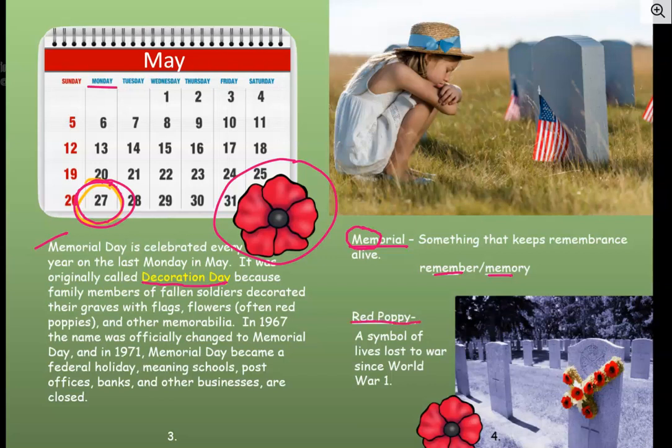And right here is a red poppy. And it says it's a symbol of lives lost to war since World War I. And a symbol is something that represents something else. For instance, if you see a bald eagle, you may think that, oh, that represents the United States. If you see an apple, you may think of a teacher. That's why it represents something. If you ever see a skull and crossbones, you're thinking, ooh, something's dangerous. And in this case, a red poppy represents people who have passed away in war.